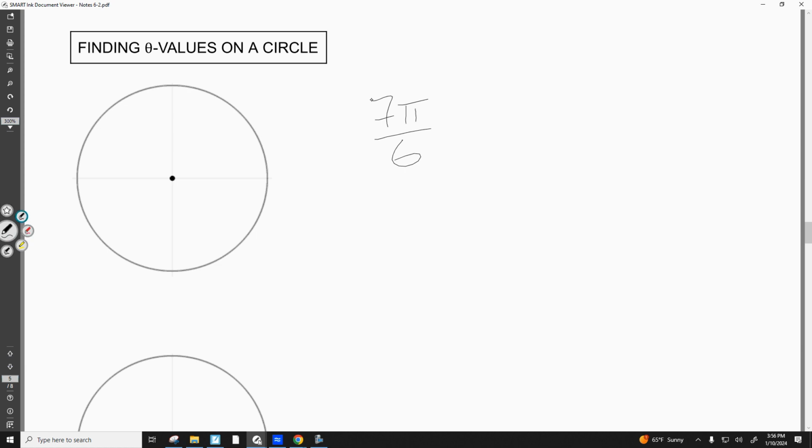Perfect. So that minus that is not going to give me 7 pi over 6. That's 7 pi over 4. But I like what you did there, Matt. That's going to help you in the future. Turn it into 60.